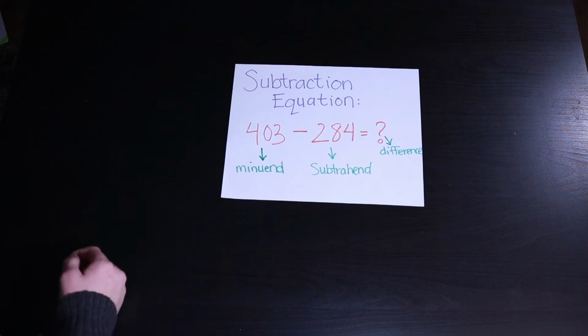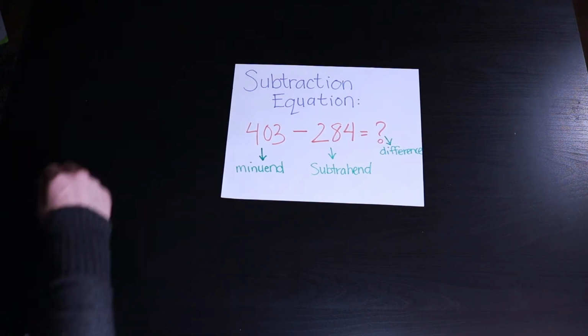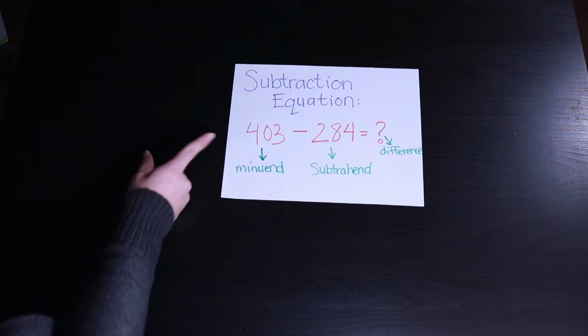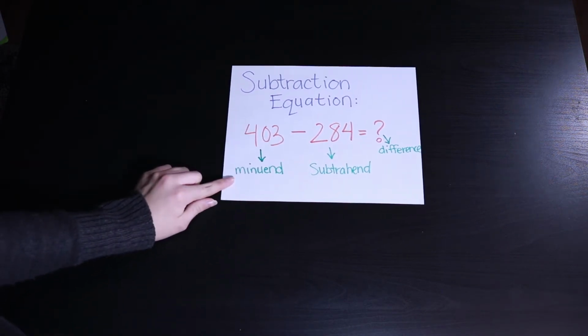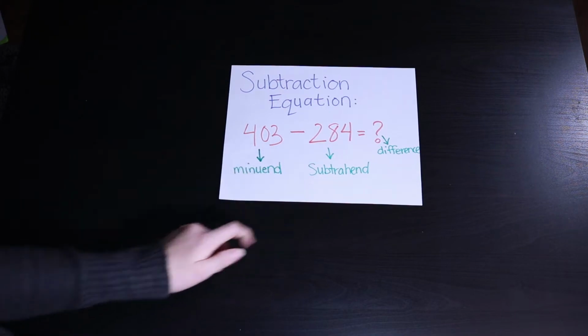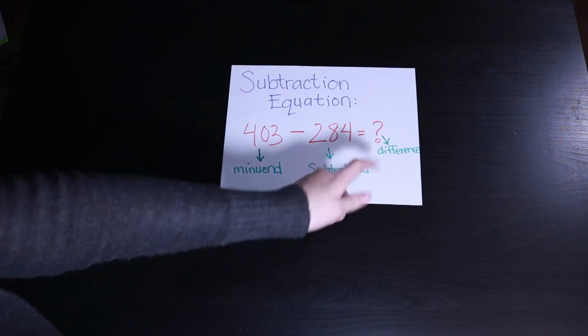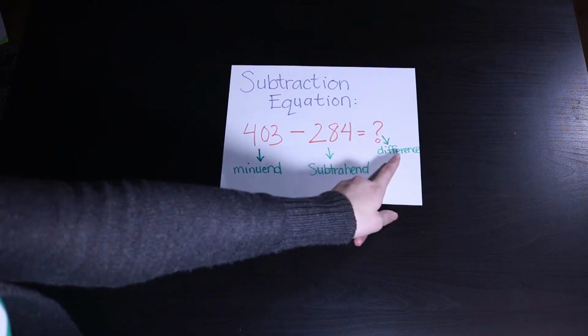Today we're going to be learning how to complete this subtraction equation. So the equation is 403 subtract 284. The first number is called the minuend, the second number is the subtrahend, and the answer we're trying to figure out is called the difference.